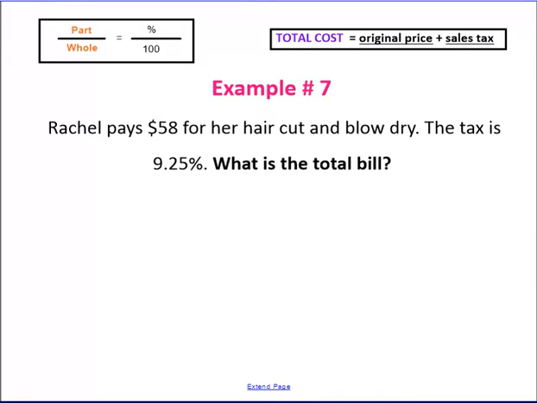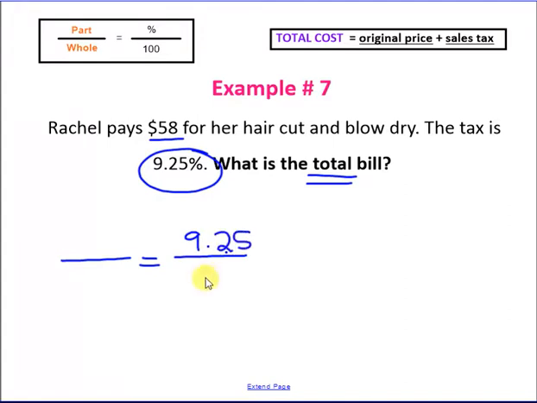All right, example 7. Rachel pays $58 for her haircut and blow dry. The tax is 9.25%. What's the total bill? So again, total. So I'm going to make a blank proportion. The tax rate is 9.25, always over 100. The cost of the haircut is $58. X goes on top because I'm trying to find that 9.25%.